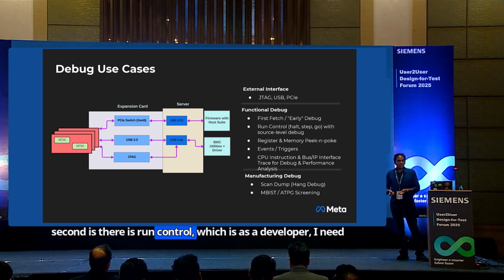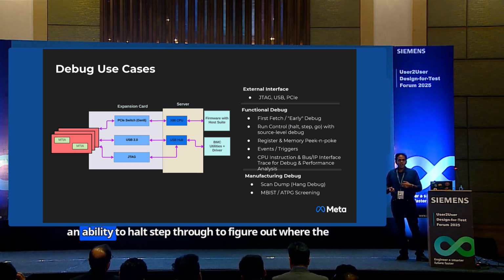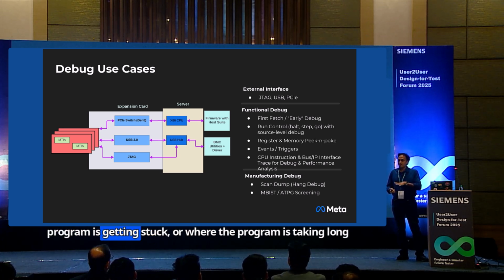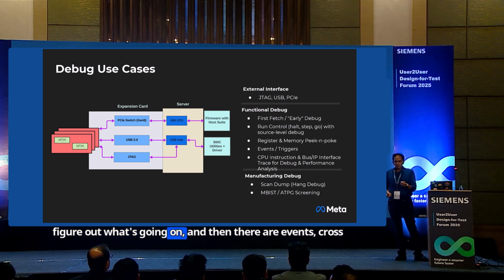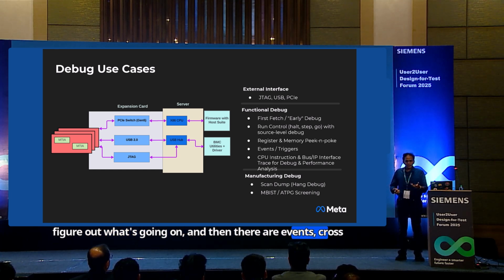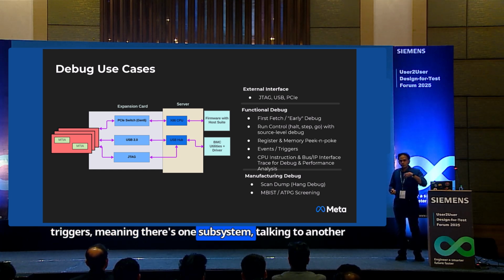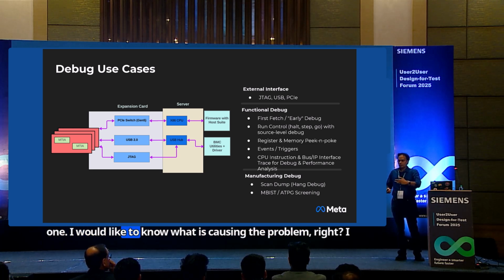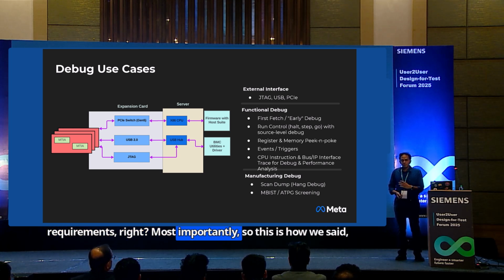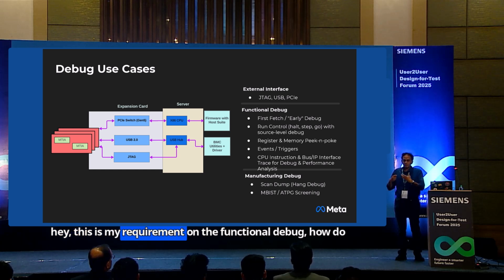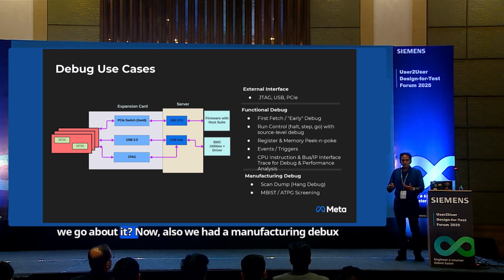And second, there is run control, which is, as a developer, I need an ability to halt and step through to figure out where the program is getting stuck or where the program is taking the longest to execute. Apart from that, I want to poke the registers to figure out what's going on. And then there are events and cross triggers, meaning one subsystem talking to another one. I would like to know what is causing the problem. There is bus analysis, there's a whole bunch of requirements. So this is my requirement on the functional debug side. How do we go about it?